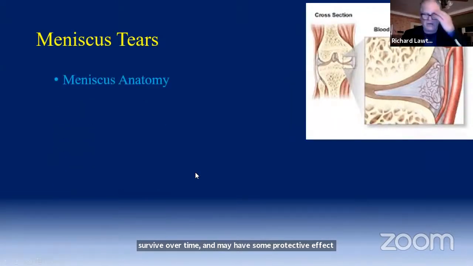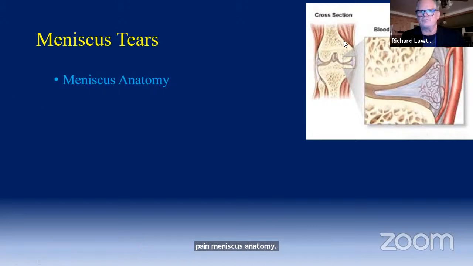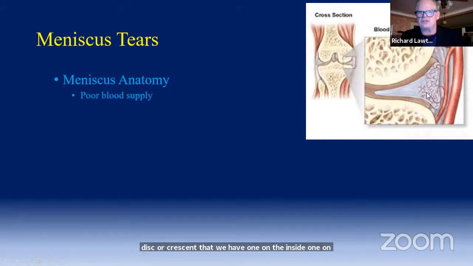Meniscus tears, another very common cause of knee pain. Meniscus anatomy. Here's an illustration of the femur and the tibia. If you take a close up of that, where this is the bone of the femur and the tibia, here's a slice through the meniscus. It extends part of the way across. It's like a disc or a crescent that we have one on the inside, one on the outside. This illustration was chosen because it shows the blood supply to the meniscus. This part of the meniscus has a blood supply.